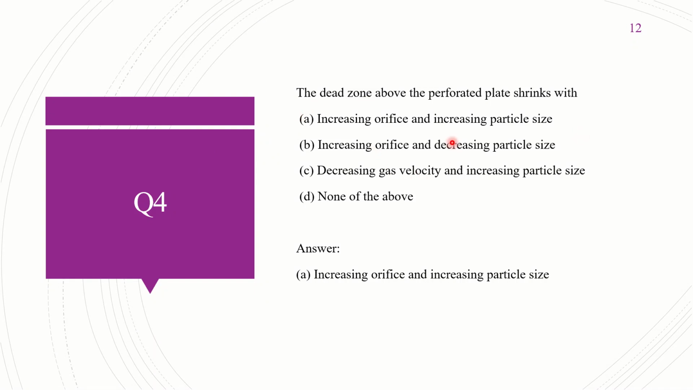Increasing orifice and decreasing particle size is the wrong answer, because we should not decrease the particle size. And option C, decreasing gas velocity and increasing particle size, again is a wrong statement, because we need to increase the gas velocity, although increasing particle size is the right answer. Option D, none of the above. Since A is the right statement, A is the correct answer: increasing orifice and increasing particle size. We'll go to question 5.